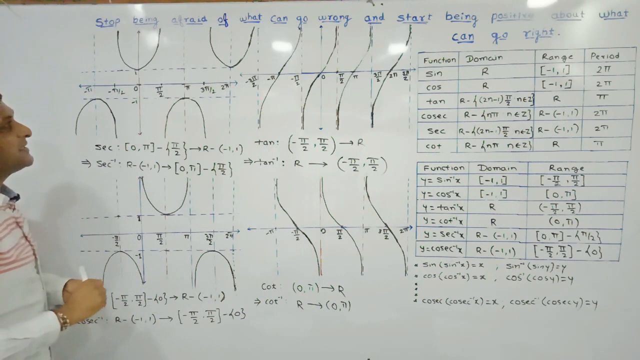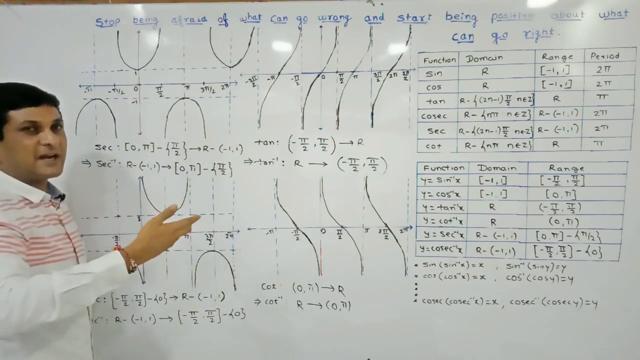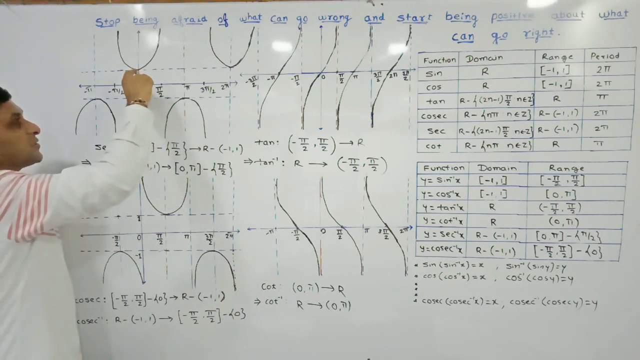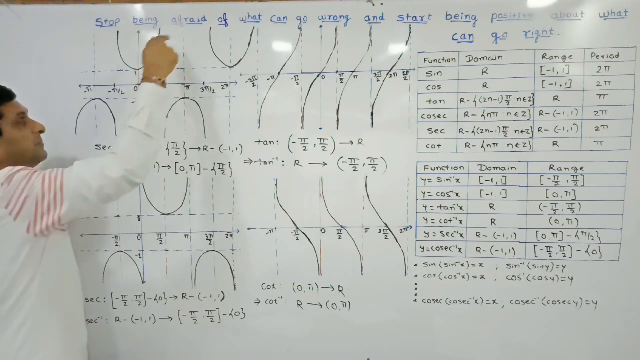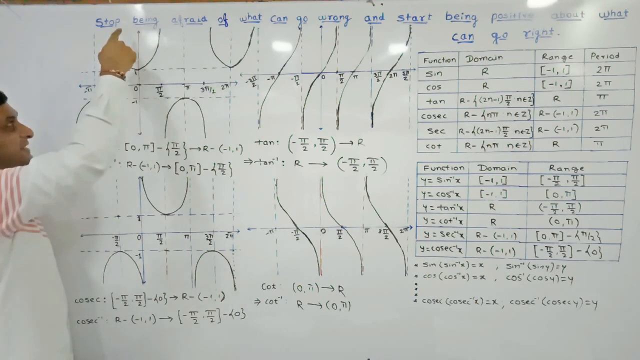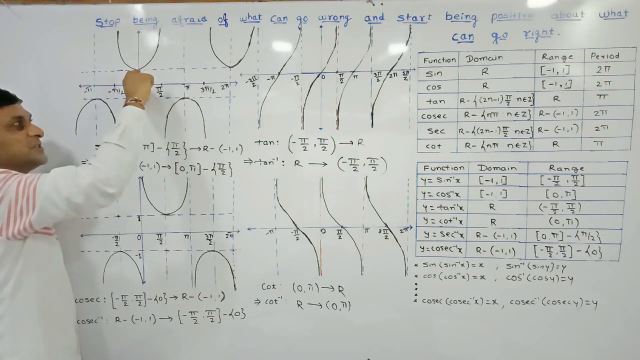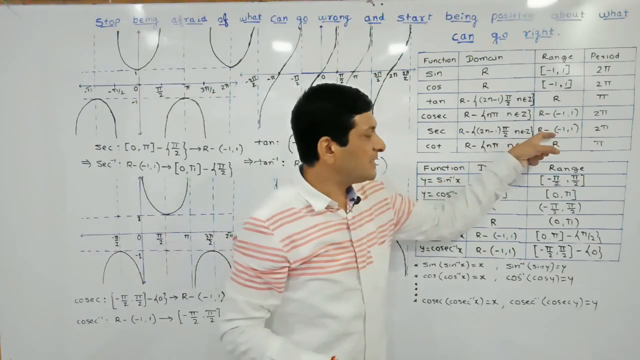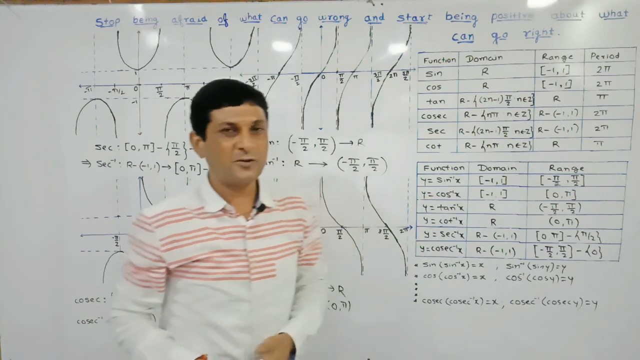Now we will observe which part is not included, or in which part this graph does not enter. This graph does not lie between what? Minus 1 to plus 1. This means the sec function takes values on the whole real number line except in which interval? Minus 1 to plus 1. That's why we are saying that it takes values on the whole real number line except the interval minus 1 to plus 1.